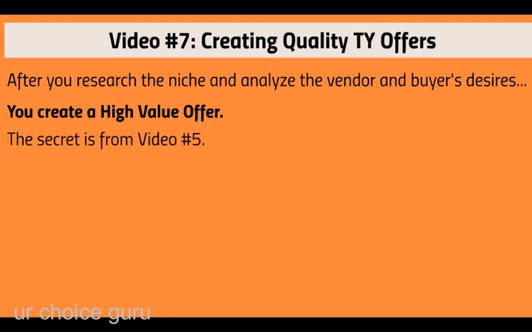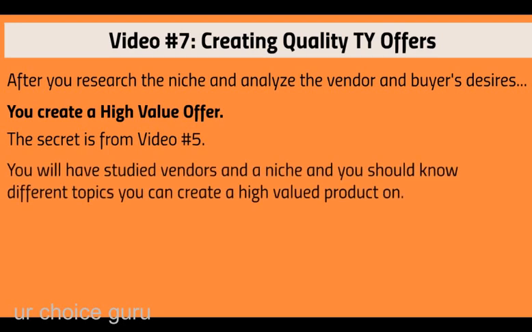The secret is from video number 5, where we talk briefly about finding vendors to piggyback on. In doing so, we were able to study the vendors and a niche, and you should know different topics that you can create a high value product on. Remember, it's not about creating something that the vendor has already created. It's about creating something of high value that is not in direct competition, but is related in some fashion, whereas the vendor will actually say yes.